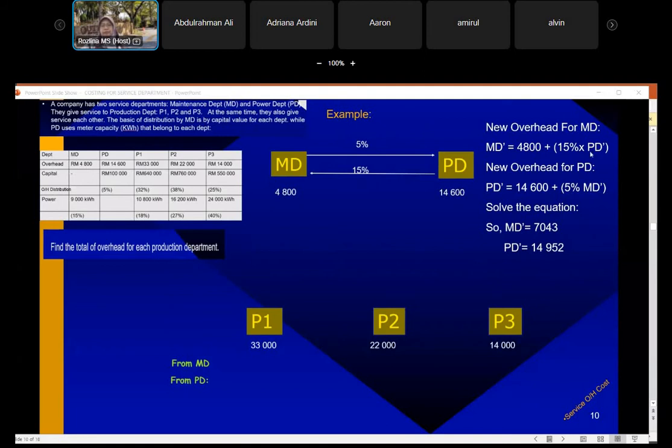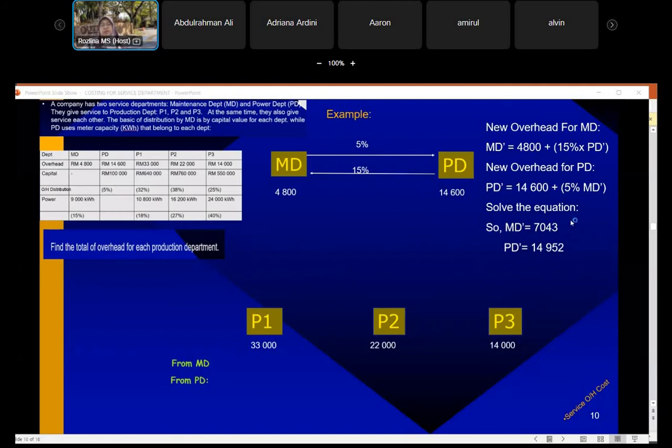Okay? Okay, now the new overhead for PD. PD dash will also change. And PD dash is, okay, the existing is 14,600, 14,600 plus, okay, what does it absorb? 5% from MD. 5% from MD dash. The new one. Then you solve the equation.